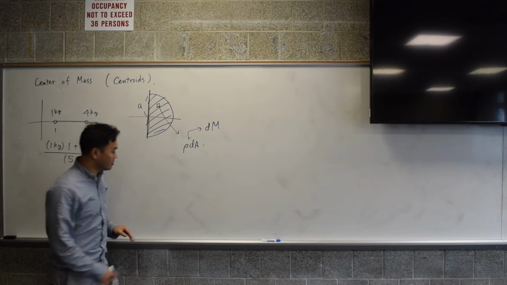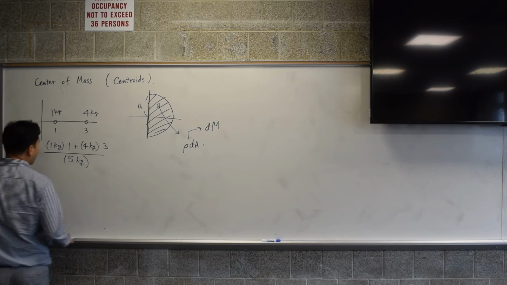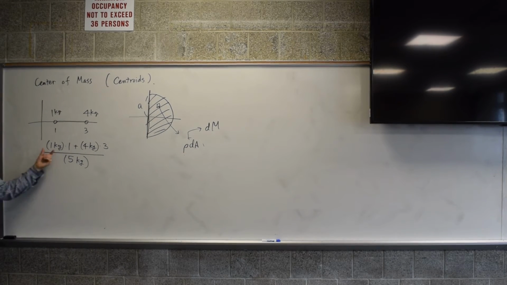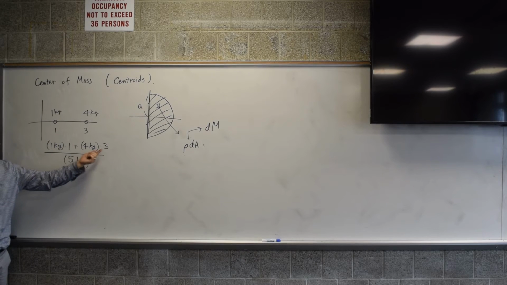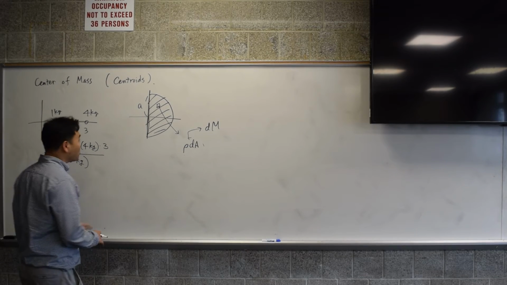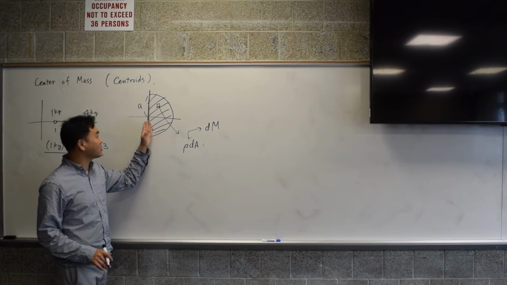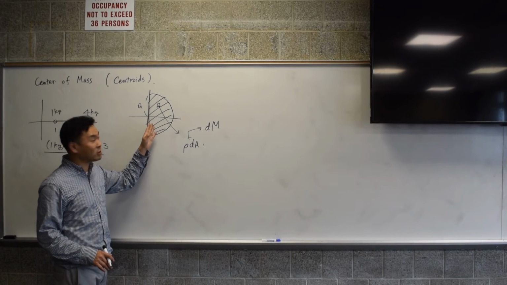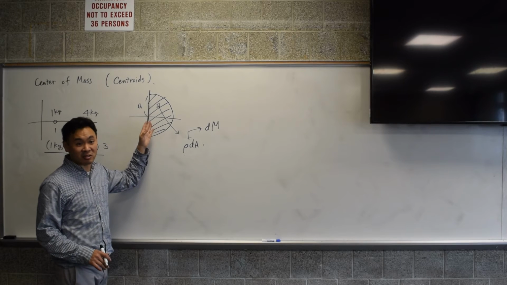Now, let's go back and see what we did over here. We had a mass. What did we multiply it by? The position, the x-coordinate. And by the way, we really just need to know the x-coordinate of this object because we already know the y-coordinate of the center of mass. What is it?